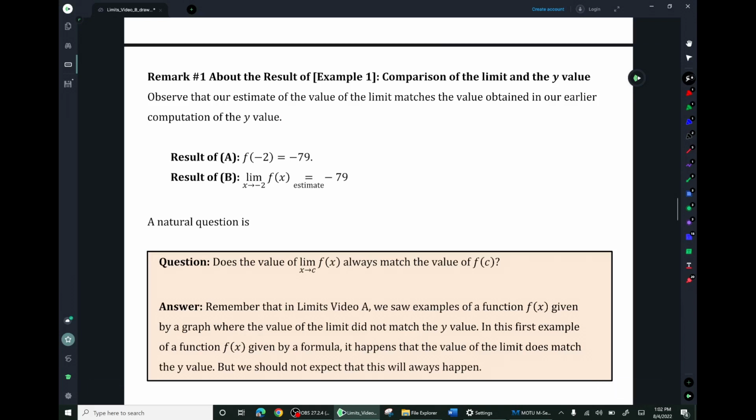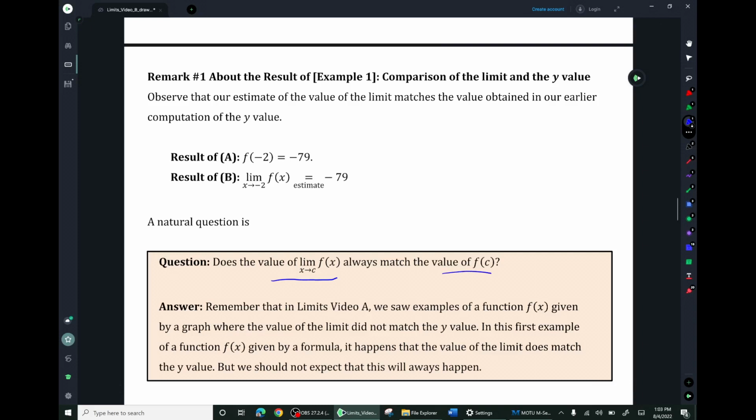Now I have some remarks about this first example. First of all, the comparison of the limit and the y value. Notice that our estimate of the value of the limit that we found in part B, negative 79, matched the y value that we found in part A, negative 79. A natural question is this: does the value of the limit as x approaches c of f of x always match the value of f of c?